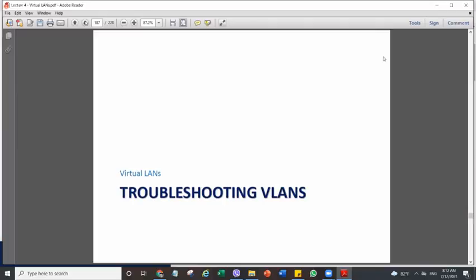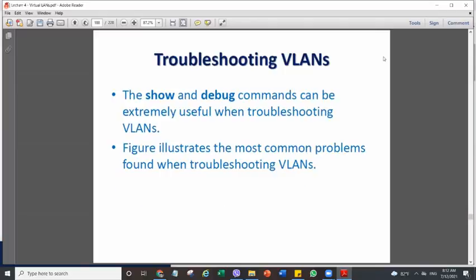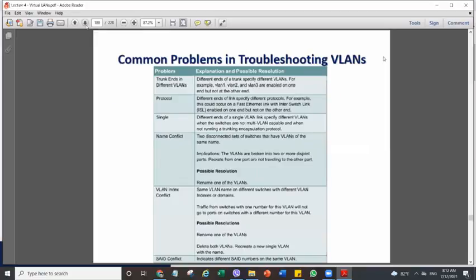So in the troubleshooting, for that there are some specific commands. Show and debug commands are extremely useful. Next we looked into that. It illustrates the problems, common problems in troubleshooting the VLAN.